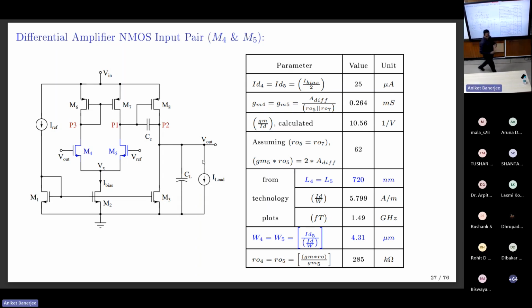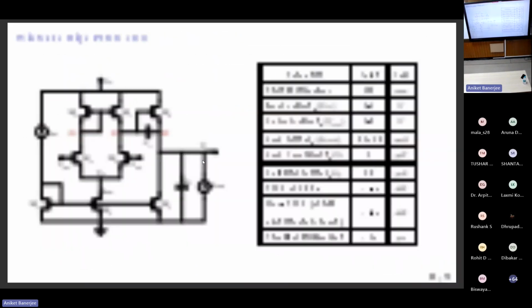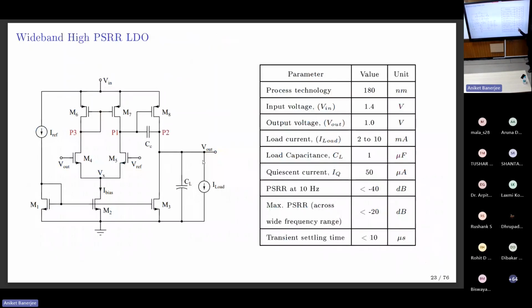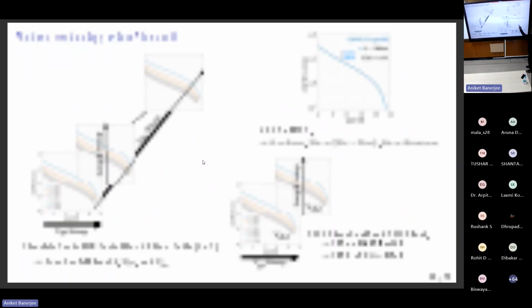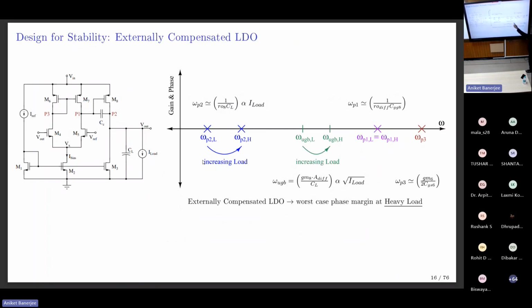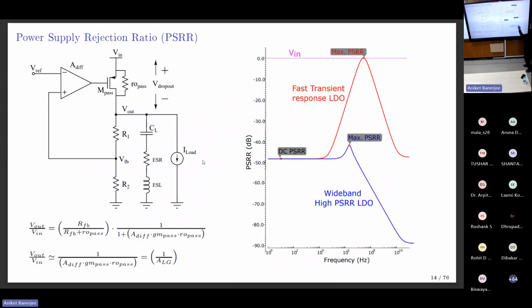So what was the bandwidth that you were targeting for the PSRR bandwidth? Means at all frequencies it should be less than 20. At all frequencies, even at gigahertz? Yes. At a very high frequency, you will get parasitics, means the loop gain is not sufficient to do this correction.